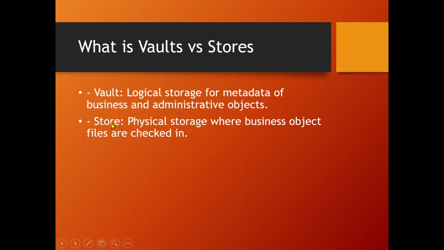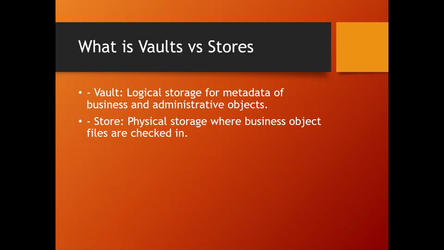Whereas the stores are physical storage. For example, if there is a file, as we have seen in the RC drive or in the tree drive, those files will be stored in some location. So that is a physical storage. The store stores the business object's files that are checked in. So into the business object, we can have some files checked in. If we want to get the information like which files are checked in, we can go inside the store and see which files are checked in. So this is the difference between the vault and store.